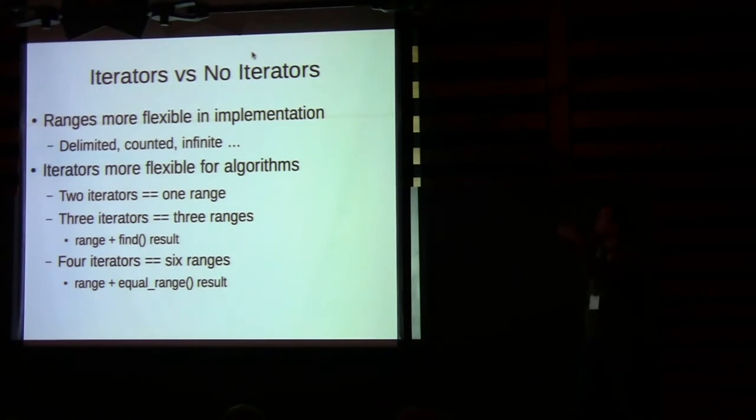Andrei's range library does not have that kind of flexibility. If you have 4 iterators, if you call equal range, it gives you 2 iterators back. You have 1, 2, 3, 4 iterators. You have 1, 2, 3, 4, 5, 6 ranges that you can form out of it. So this is one thing that I tried to solve with my position, but I added complexity to do it.